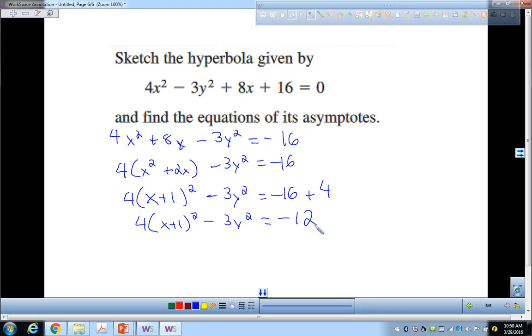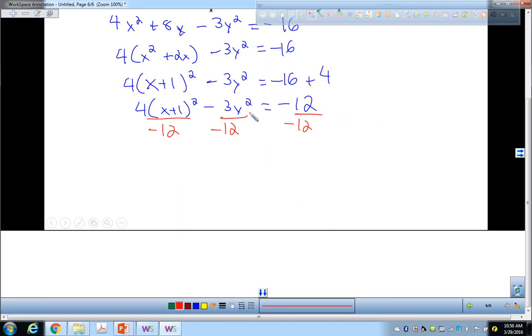And so this kind of answers your question, Colton, what you were asking about before. If I divide everything by negative 12, then this one becomes a positive and this one becomes a negative. See that? So I'm going to change this over to y squared over 4, because a negative divided by negative is a positive. And this one becomes a negative: x plus 1 squared over 3 equals 1.